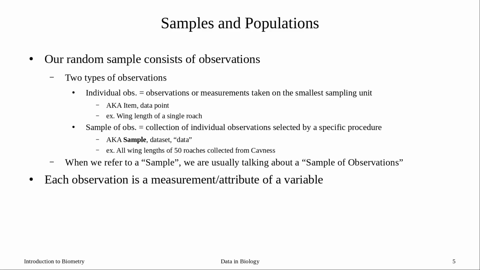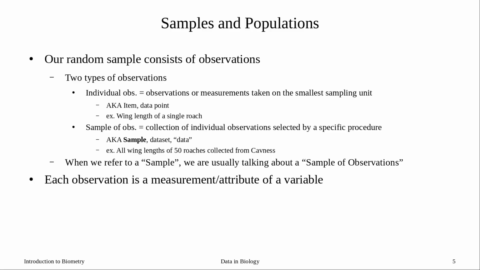So for our roaches, if we went out and measured the wing lengths of 50 roaches, then all 50 wing lengths represent our sample of observations. We also have individual observations. That is the data point. That is that single item. So out of the 50 roaches, each roach produced an individual observation. So each roach produced a single wing length. When I refer to sample, I'm generally talking about the sample of observations. So, and fortunately others do as well. So trying to distinguish between an individual observation and sample of observations, it's not too difficult.